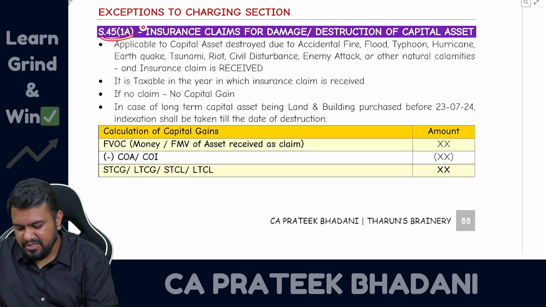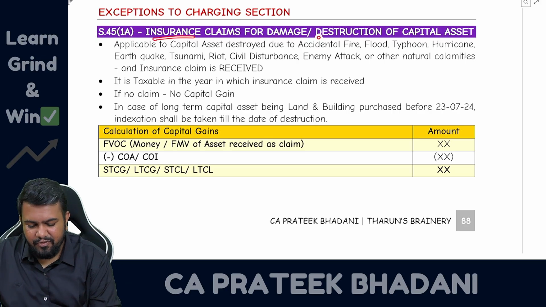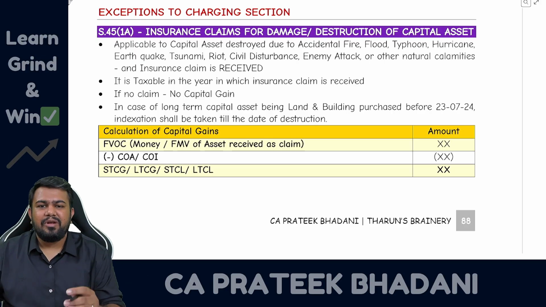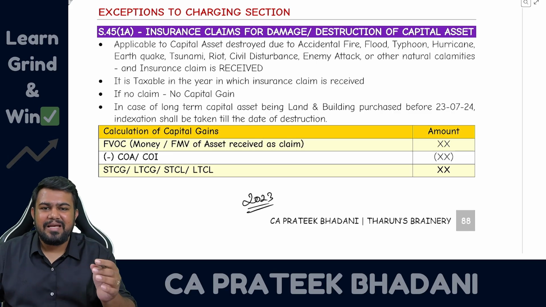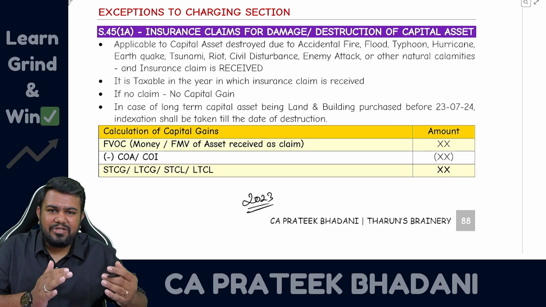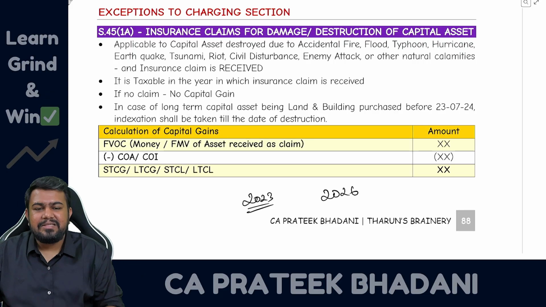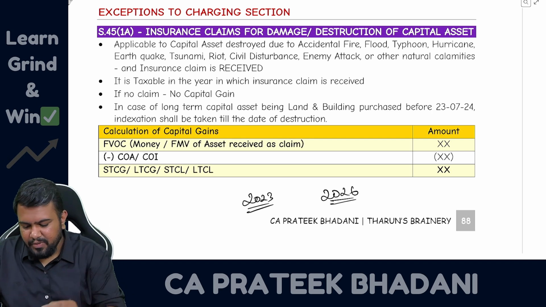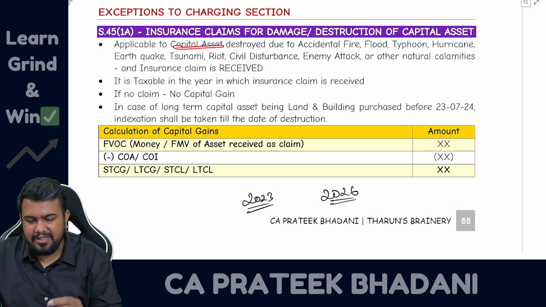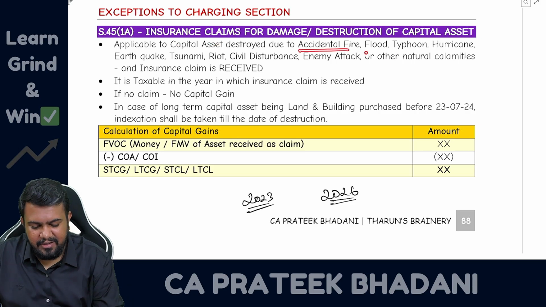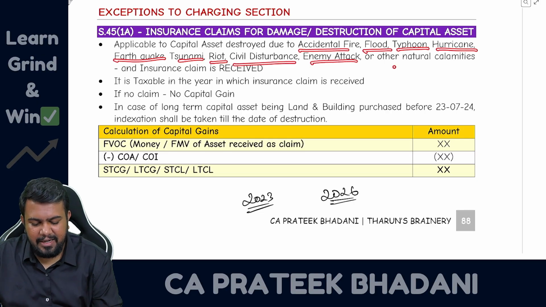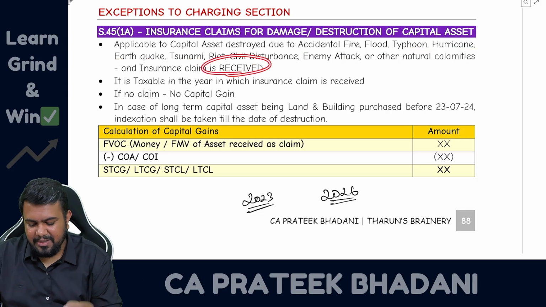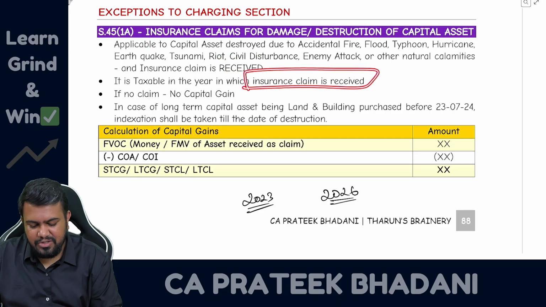So first case is section 45 subsection 1A, insurance claim for damage or destruction of capital asset. So let's say when a capital asset is destroyed in 2023, then when does the transfer take place? In 2023. However, let's say the insurance claim is received in 2026. Hence, in the year in which the insurance claim is received only, the capital gain will be taxable. So when is it applicable? It is applicable to capital asset which is destroyed due to accidental fire, flood, typhoon, hurricane, earthquake, tsunami, riot, civil disturbance, enemy attack or any other natural calamity, and insurance claim is received. It is taxable in the year in which the insurance claim is received.